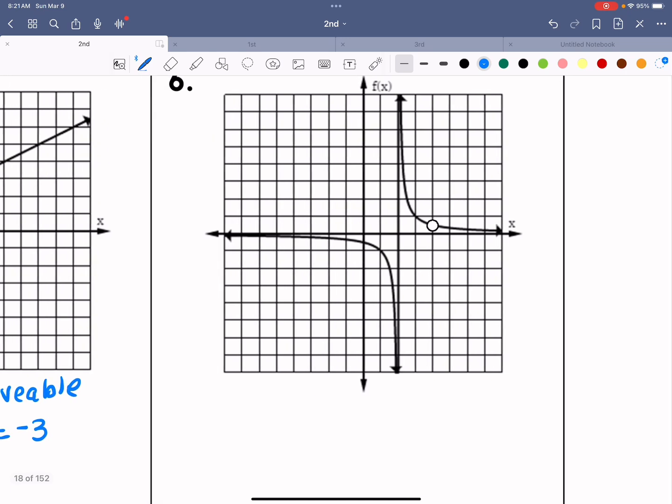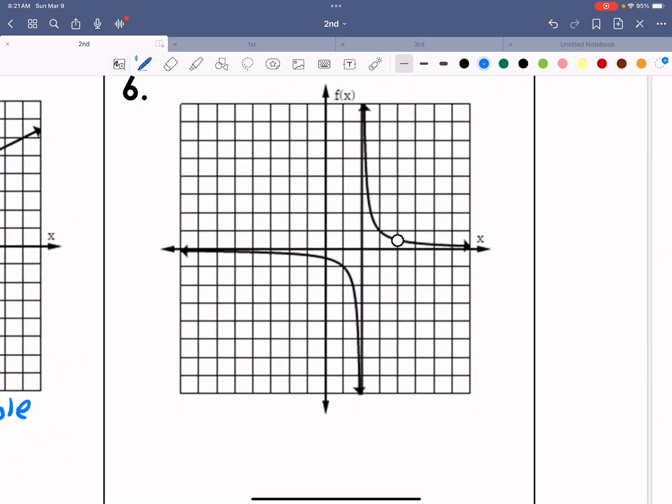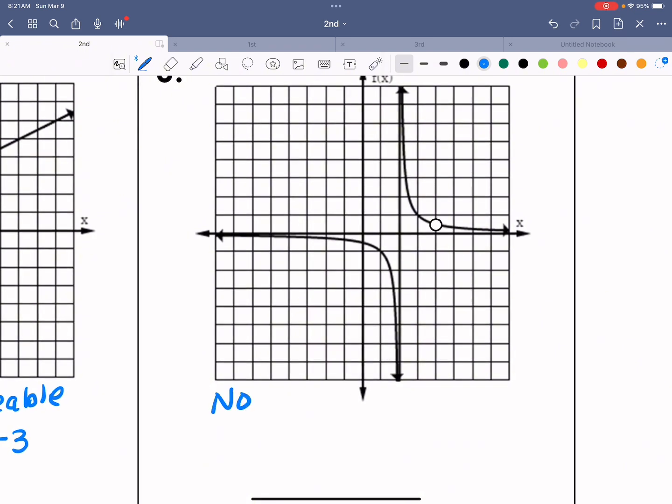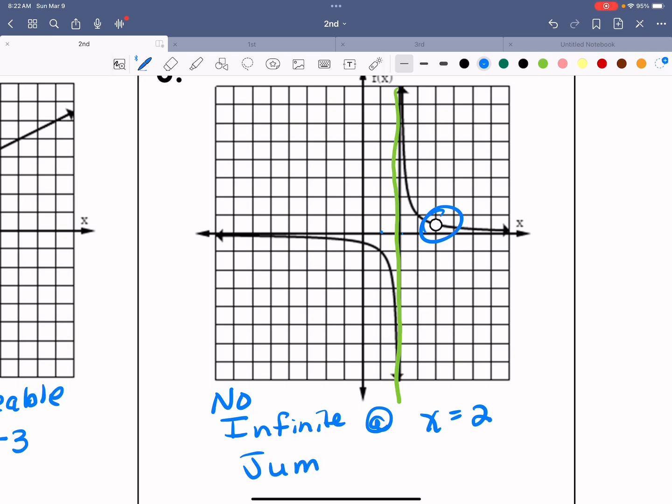And number 6, is this graph continuous? No, it's not. And we have a double discontinuity here. So let's put no. All right, first of all, there's an infinite discontinuity right here at this line that never crosses it. That's the asymptote. So it is infinite at x equals 2. That's the point +2. Then we have a jump at what? X equals 1, 2, 3, 4.